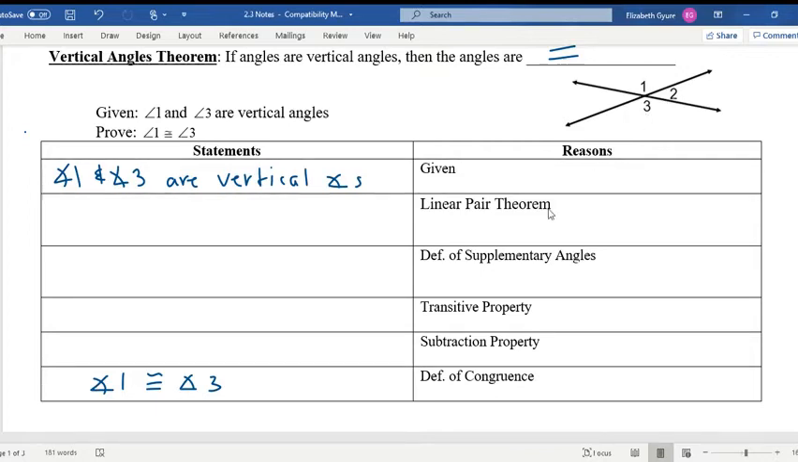So the linear pair theorem, you can either look up at your paper or look at your vocab sheet, it's on both. It says if 2 angles form a linear pair, then the angles are supplementary. If you look at your picture, 1 and 2 are linear pairs, 3 and 2 are linear pairs, and if they're linear pairs, I can say they are supplementary. So let's do that. Angle 1 and angle 2 are supplementary. I have a tendency to abbreviate supplementary because it's just a long word. And then angle 2 and angle 3 are supplementary.